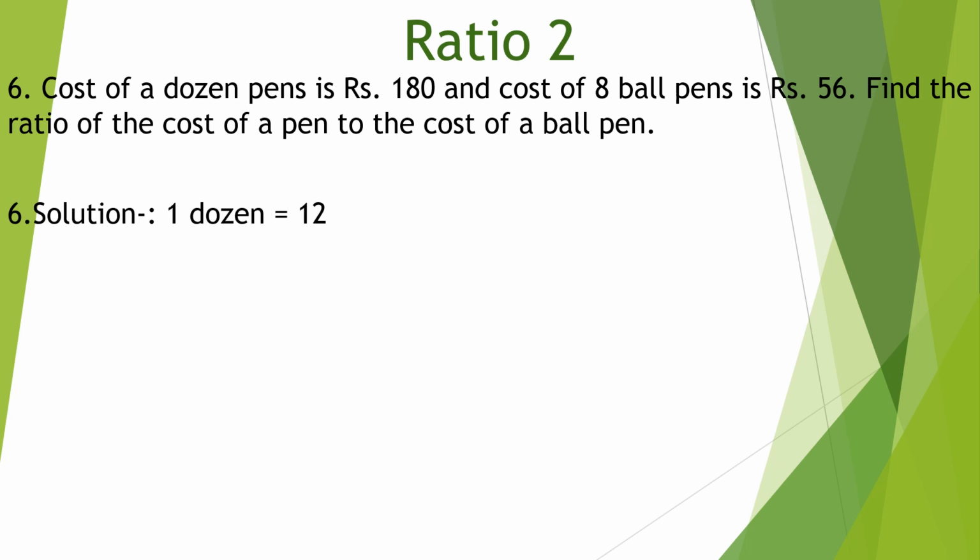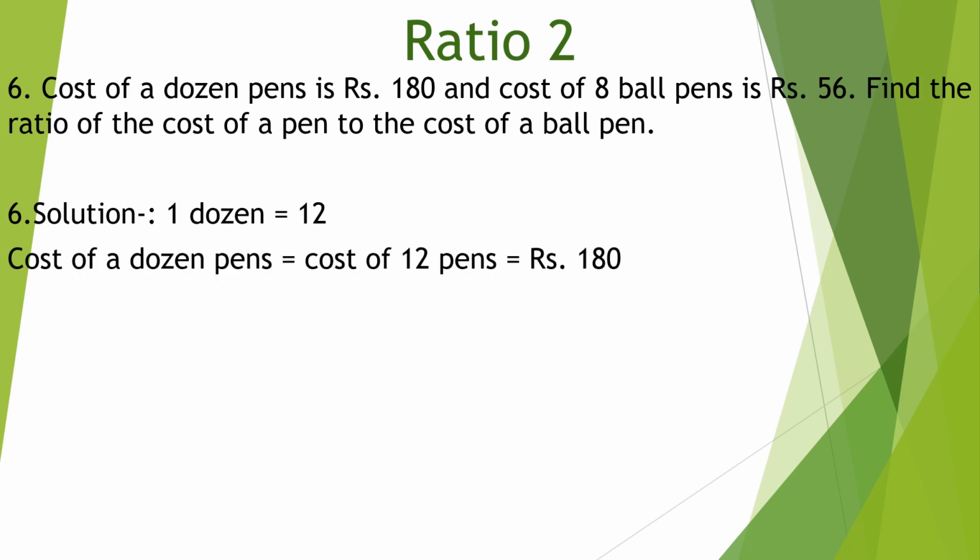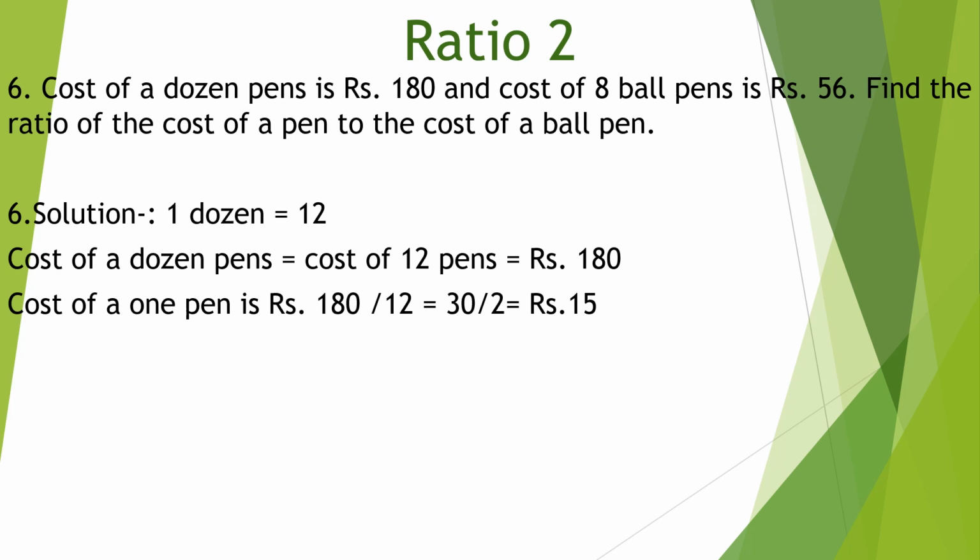1 dozen is equal to 12 objects. In the problem we are given the cost of a dozen pens, that is cost of 12 pens is rupees 180. Now can we find out the cost of one pen? Oh yes, 180 divided by 12, which is rupees 15.